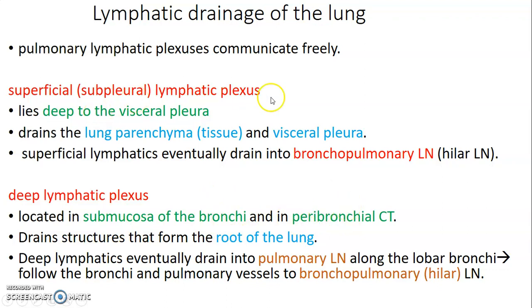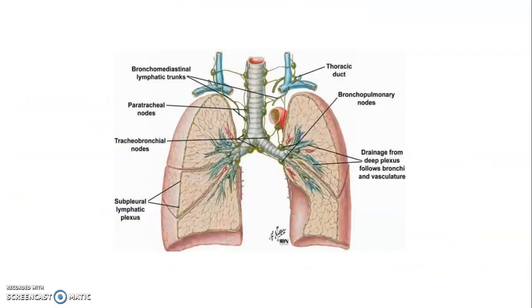So superficial lymphatics are just below the visceral pleura and they will drain into the bronchopulmonary lymph nodes, while the deep lymphatics are in the submucosa of the bronchi and connective tissue around the bronchi, and this will drain the structures from the root of the lung. Deep lymphatics eventually will go into pulmonary lymph nodes along the lobar bronchi, and from there they get to the bronchopulmonary lymph nodes, which are the hilar lymph nodes.